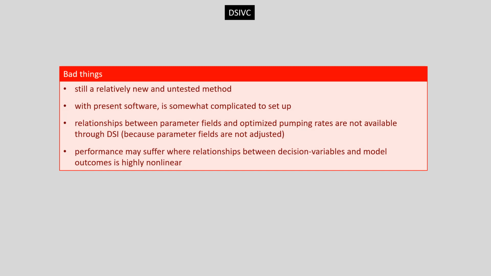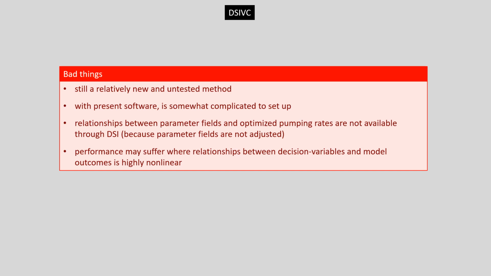Well, it's still a new method, so we've got a lot of work to do to show that it can actually serve its purposes in the groundwater management contexts in which we work. With present software, it's a little bit complicated to set up. That can change with time for sure if people want to use this method. A problem with DSI in general is that you don't actually get to see parameter fields that lead to pessimistic predictions. That's both the strength and the weakness of data space inversion.